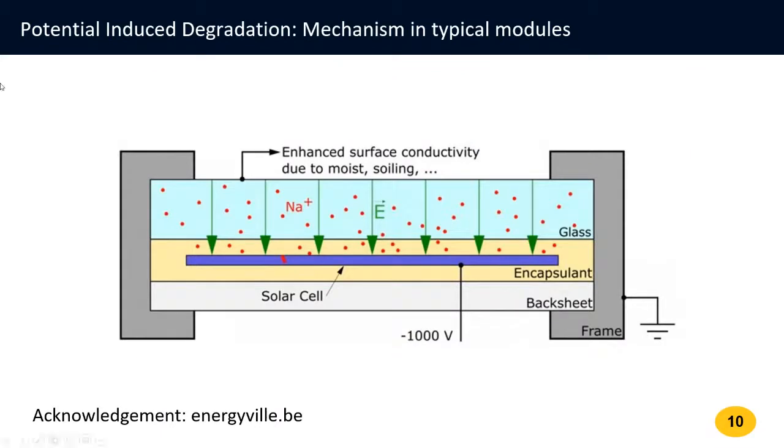If we look at the mechanism in these modules, I didn't include it in this diagram, but there are extra resistances to take into account. For example, if there's low sodium glass, it has a lower concentration of sodium or other positive ions, as well as the encapsulant being more resistant to this ion migration.